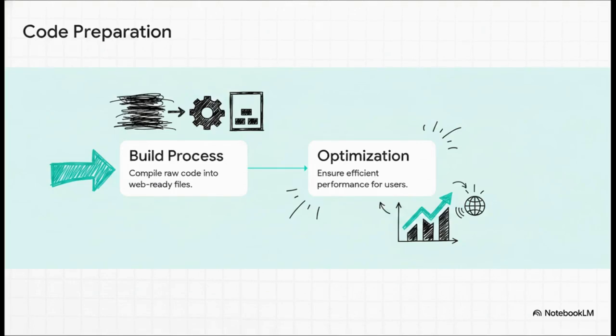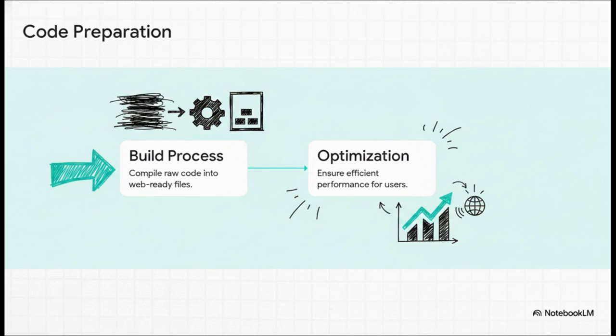Step 1 is the build process. This is where your raw, developer-friendly code, maybe you're using a framework like React, Vue, or TypeScript, gets compiled and bundled down into standard, web-ready HTML, CSS, and JavaScript. Because the browser doesn't understand your fancy developer frameworks. It just wants the basics. So the build process translates it.